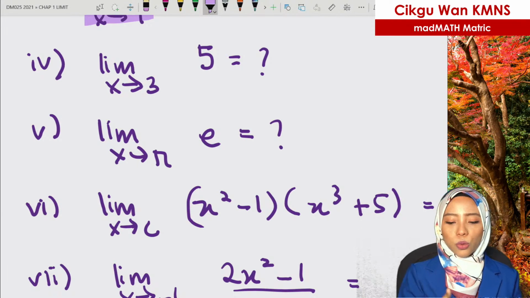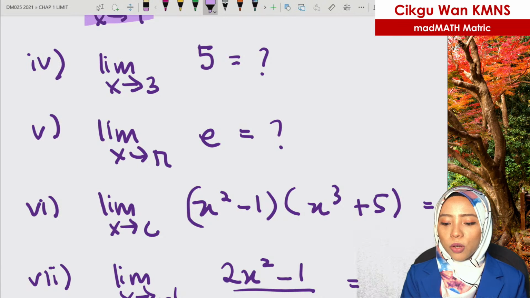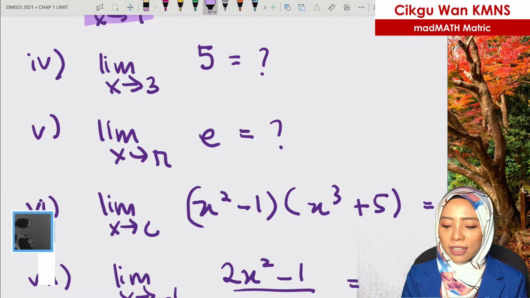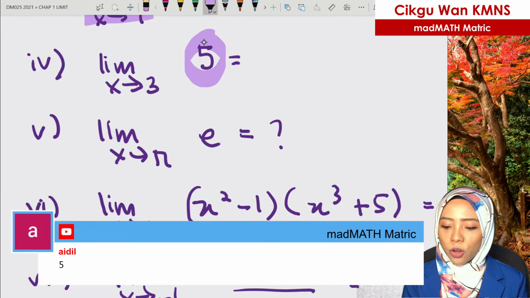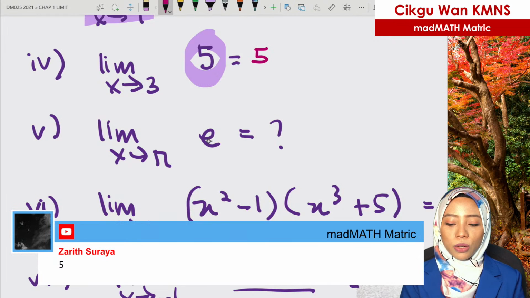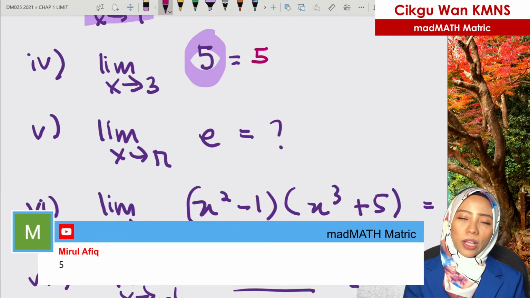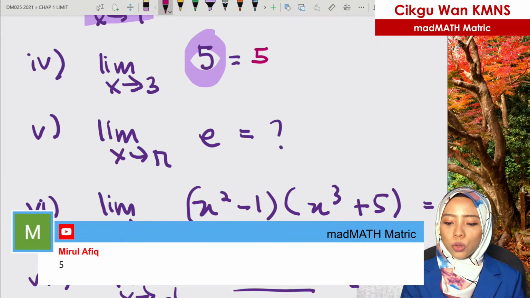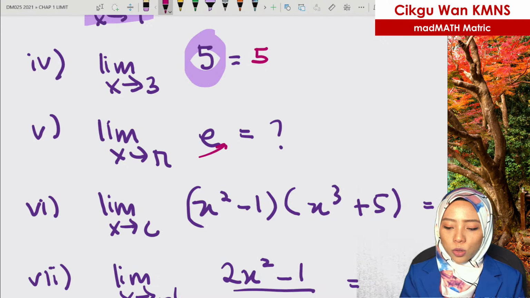Okay, now I ask you, what's the value of limit x approaching 3? When we substitute, yes, very good. Because there's no x here, there's nothing that we can substitute. So this is a constant, so we straight away write down 5. How about this one, e? When given e, e is basically a constant as well. So there's no place for us to substitute. There's no x here. So basically this is e.